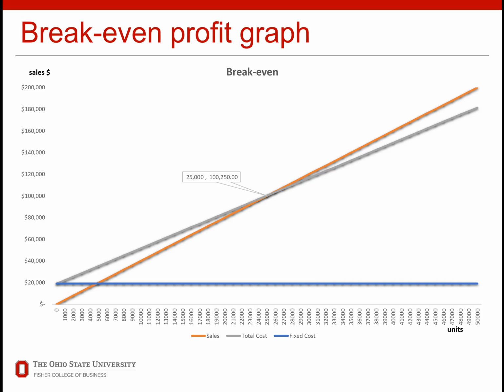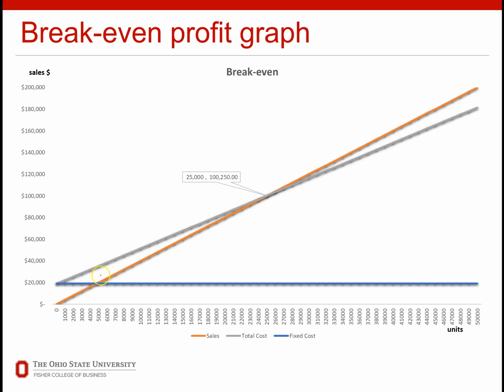Here you can see a graphical representation of the break-even profit graph. So in essence, this blue line at the bottom of the graph is our fixed costs, and the gray line is total cost, which would include the fixed as well as any variable expenses, and then the orange line is sales.